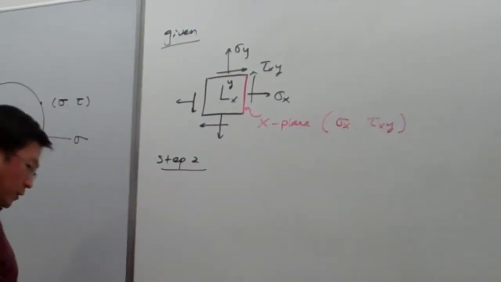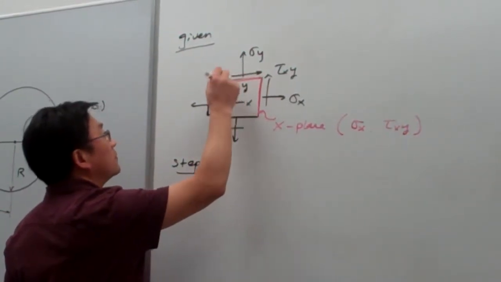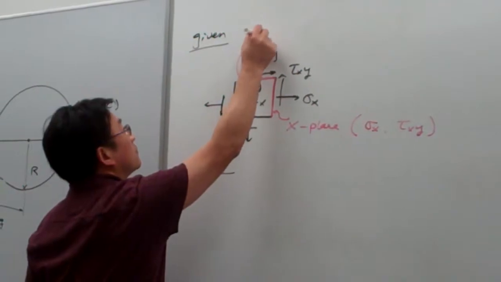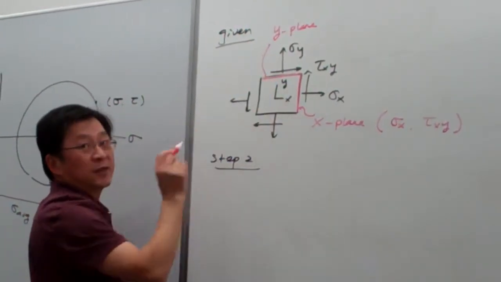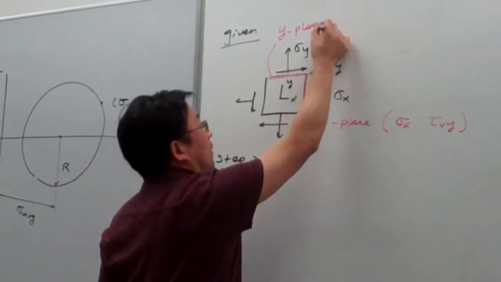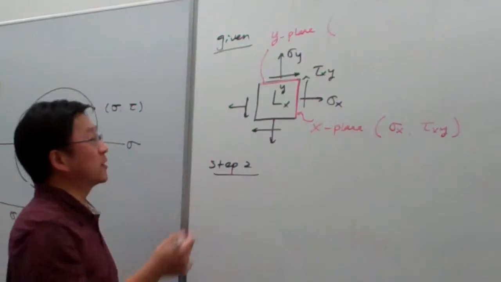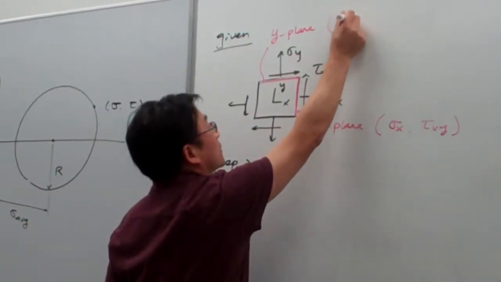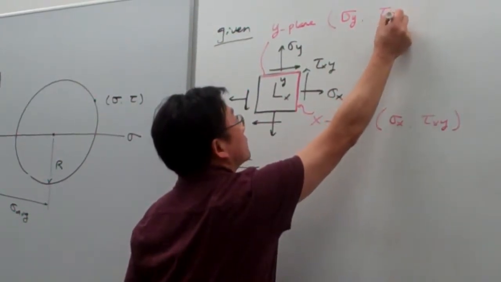And in a similar way, we can do this on this plane, which is called the y-plane. The y-plane is normal to the y direction, so we define it as the y-plane. On the y-plane, we have the representation of the stress. Again, the first coordinate is the normal stress, which is sigma y. The second one is tau xy.